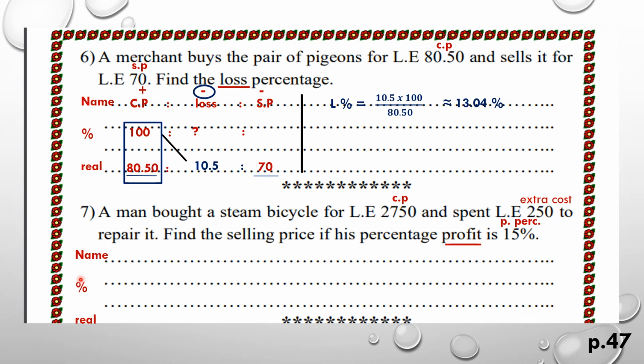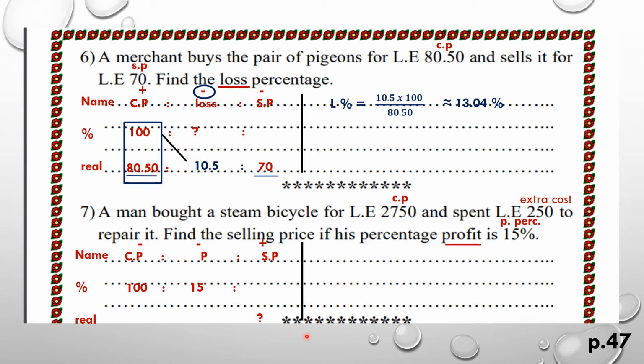Now our form will be name percentage real, cost price, profit, selling price, the signs minus, minus, plus. All the time this space will be filled with 100. What's given? Here we have cost price, but we still have extra cost. So we cannot fill the cost price here till we calculate the cost price, all of it. Now, this 15% should be put under what? Under the profit percentage. And we need to find what? Selling price. So this is our question mark.